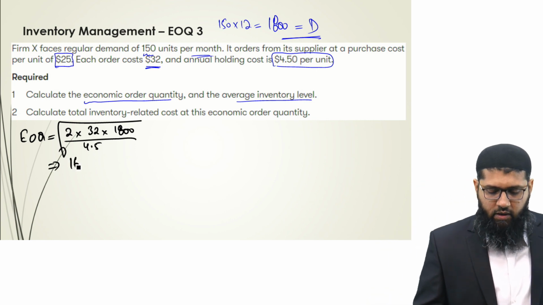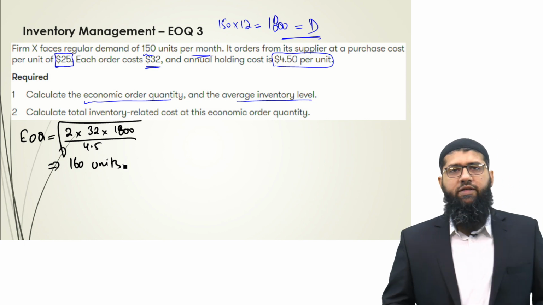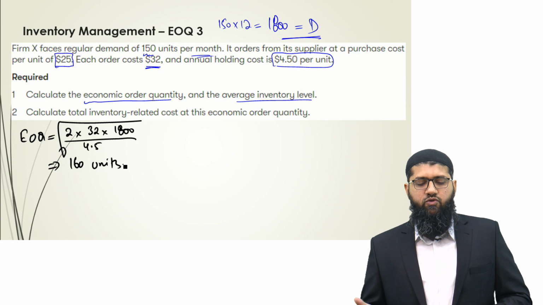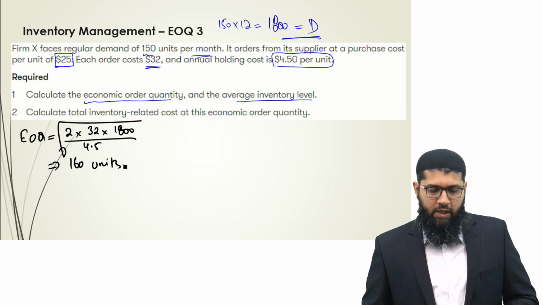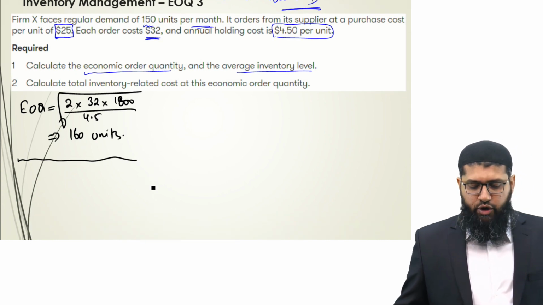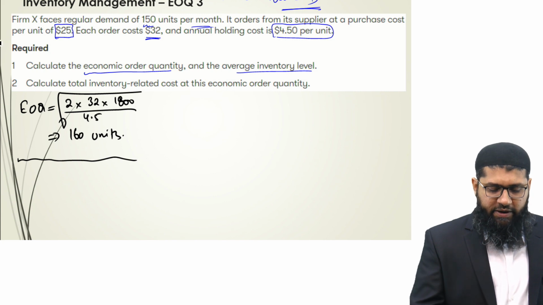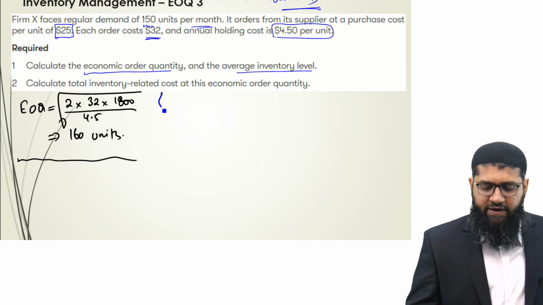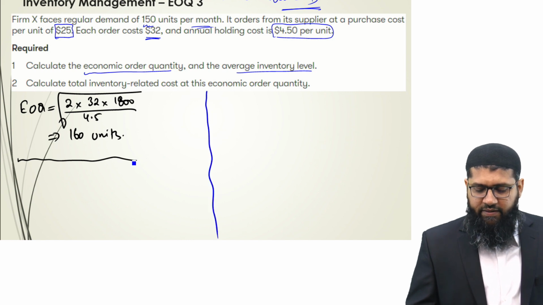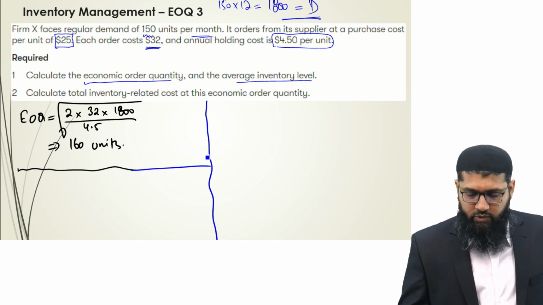It is going to be 160 units. So what is it actually going to be? 160 units. So the EOQ is 160 units. Now, a very important concept is how would you know the average inventory level? I want you to understand the concept of average inventory through this example, because this is an area that is examined a lot on multiple occasions, so you should know.